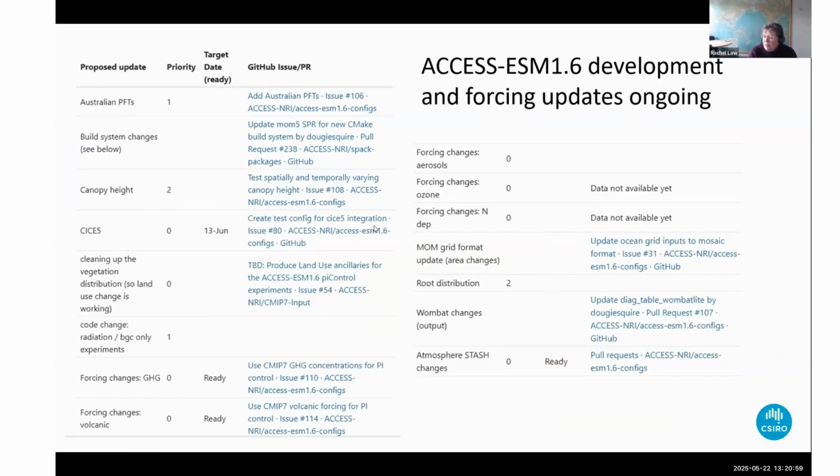I said we were getting on track and close to where we wanted to be with ACCESS ESM 1.6, but this is the table that we have just started to put together this week to highlight all the things that are still in play at the moment. Some of it is just getting the forcings, but there are still some bits of model development or getting the outputs right that we need to work through.